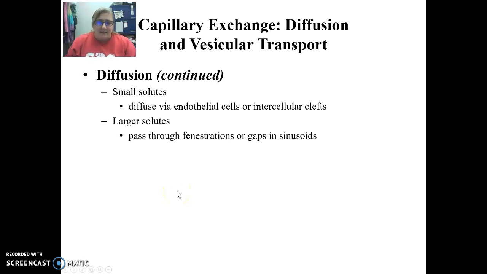I just mentioned this, but here's another slide that talks about the size of molecules that can be diffused. It would depend on the type of capillaries. So small solutes can move directly through those continuous capillaries through the tiny little holes called intercellular clefts. If you have larger molecules, either large proteins or just larger peptides, then they can pass through either the fenestrations in the fenestrated capillaries or the large gaps in the sinusoids.